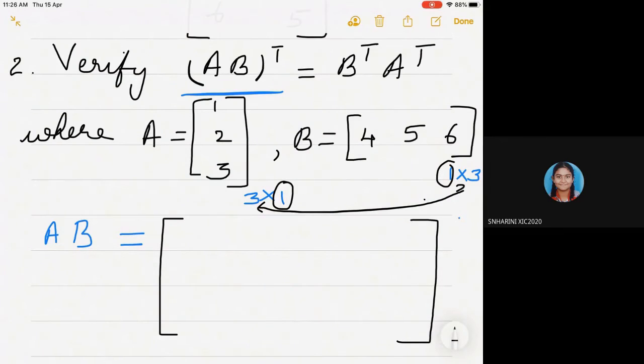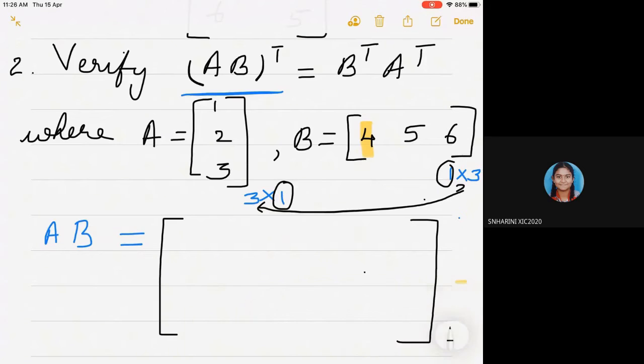So to multiply, you take the first row from A. You can just notice that the first row has got only one element, that is 1. You take 1, multiply with the first column. Yesterday I explained this very well. This is the first column.